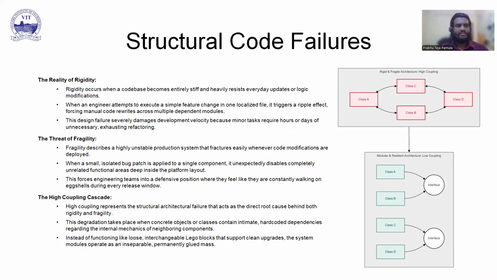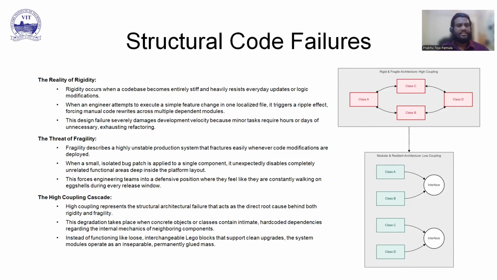Structural code failures, the reality of rigidity. Rigidity occurs when a code base becomes entirely stiff and heavily resists everyday updates or logic modifications. When an engineer attempts to execute a simple feature change in one localized file, it triggers a ripple effect, forcing manual code rewrites across multiple dependent modules. This design failure severely damages development velocity because minor tasks require hours or days of unnecessary, exhausting refactoring.